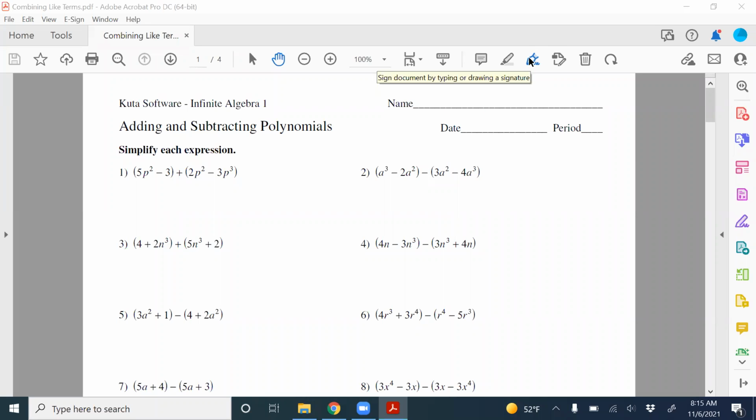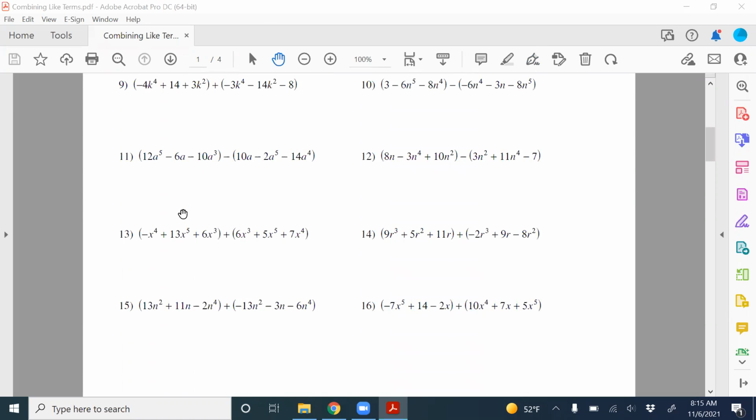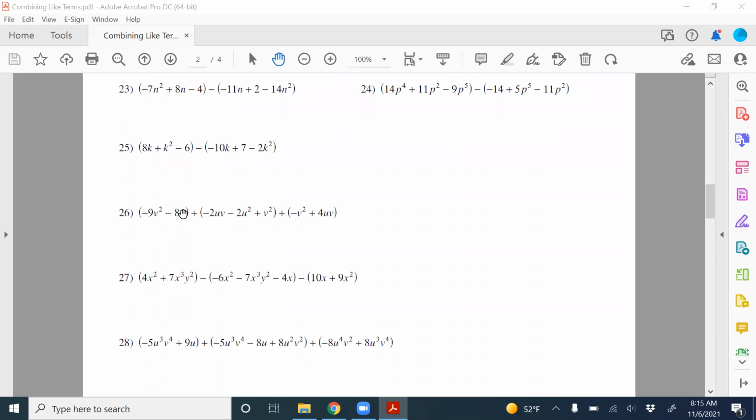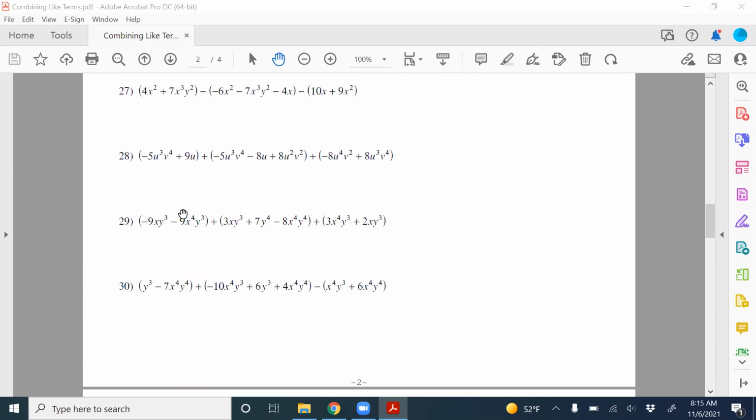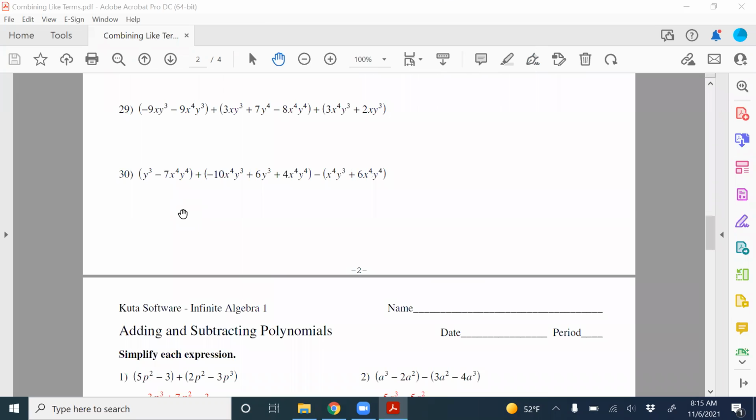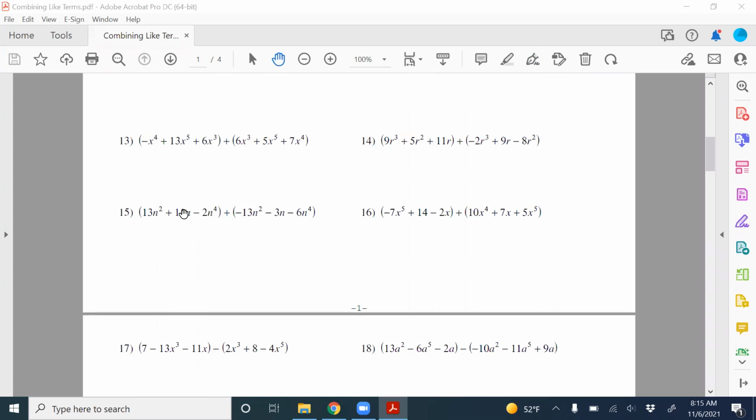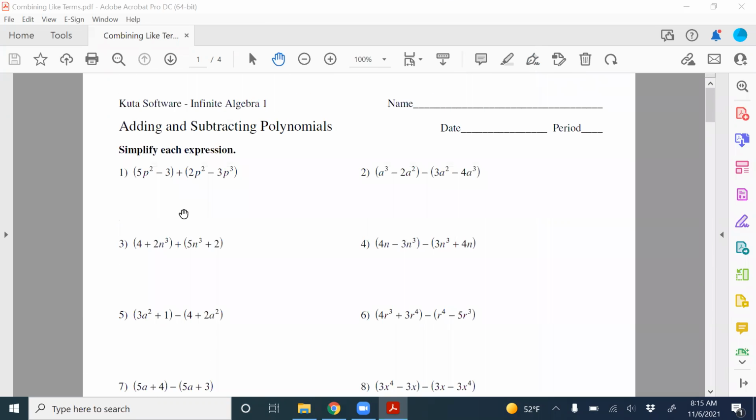Here is a short video discussing combining like terms for polynomial expressions. So we'll do the first 4 problems in this worksheet. This worksheet has a lot of problems. In fact, it has 30 with the answers shown near the end. But I'll do the first 2 and the last 2 because I think that probably makes the most sense.